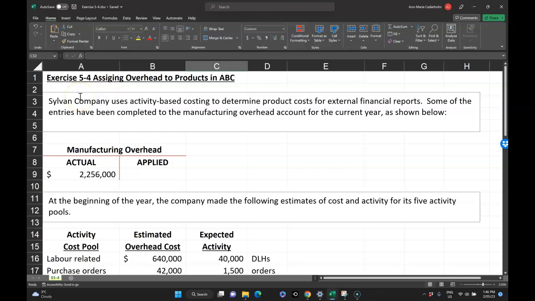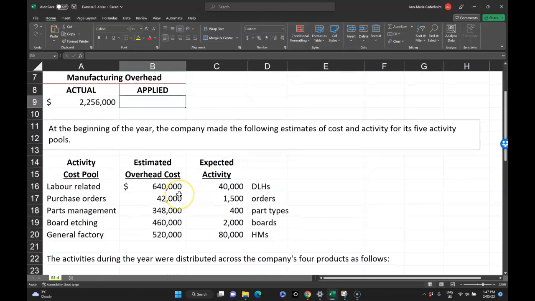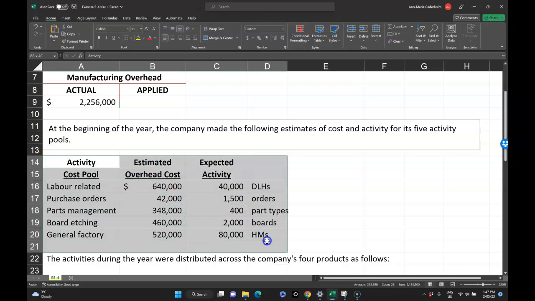Sullivan Company uses activity-based costing to determine product costs for external financial reports. Some of the entries have been completed to the manufacturing overhead account for the current year, as shown below. So this is the actual. So what we're really trying to do is figure out what the amount of applied is, because that's what we're using activity costing for, is for the manufacturing overhead. That's the applied portion. Okay, so at the beginning of the year, the company made the following estimates of cost and activity for its 5 activity pools. So this is all estimated information.